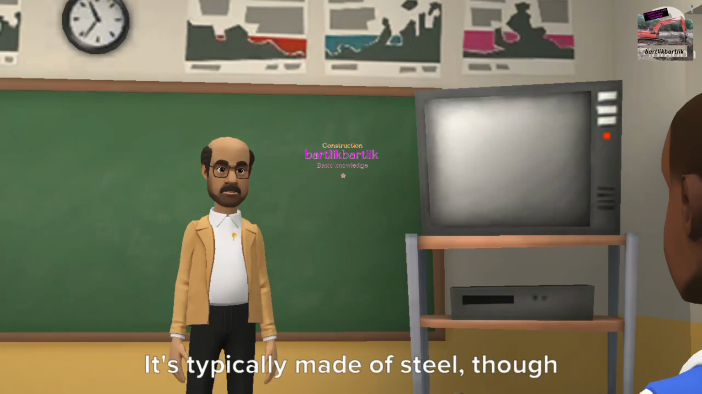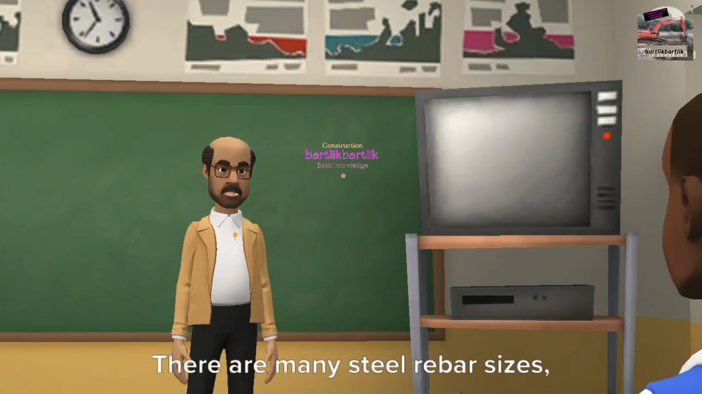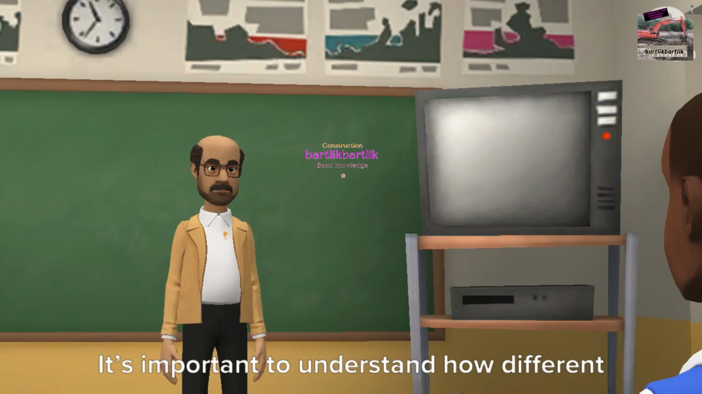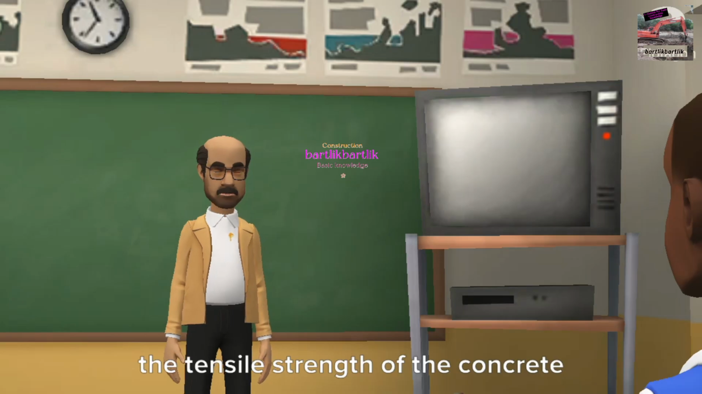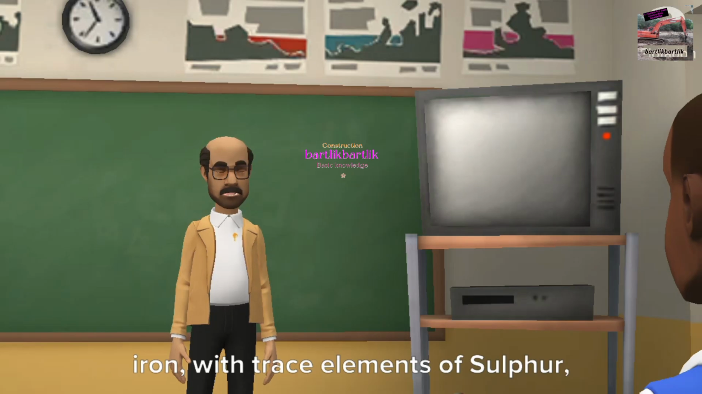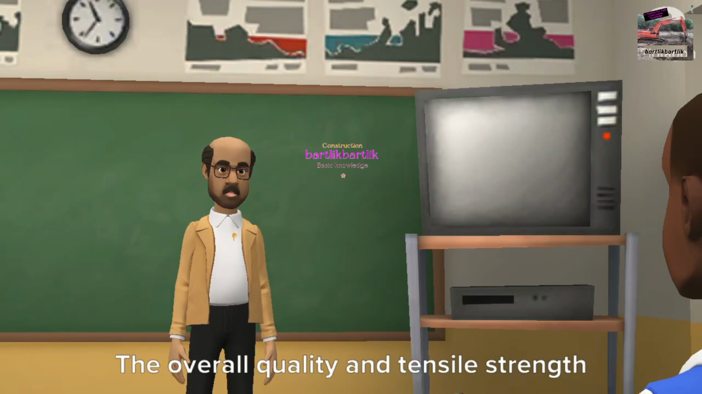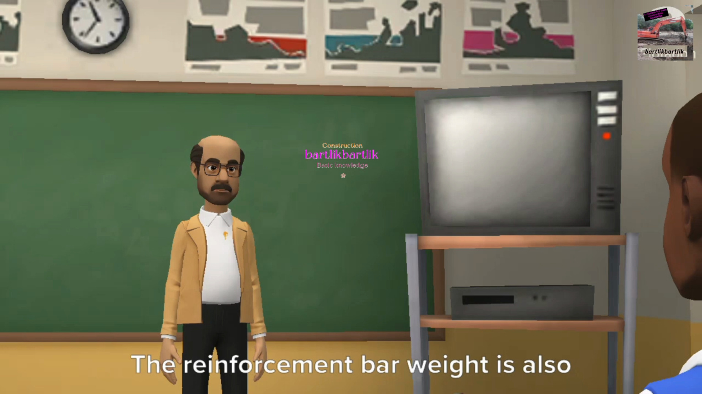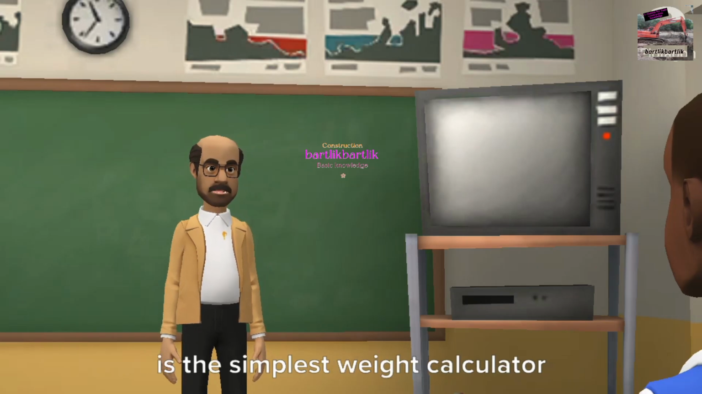It's typically made of steel, though fiberglass is popular for certain projects because it doesn't corrode and is non-magnetic. There are many steel rebar sizes, grades, and types to support a variety of structures. It's important to understand how different types and weights of rebar influence the tensile strength of the concrete elements used. Rebar steel is mostly composed of iron, with trace elements of sulfur, phosphorus, manganese, and carbon. The overall quality and tensile strength of rebar are attributed to the carbon element. The reinforcement bar weight is also influenced by its diameter. Measurement per linear foot or meter is the simplest weight calculator to use for determining the reinforcement bar weight.